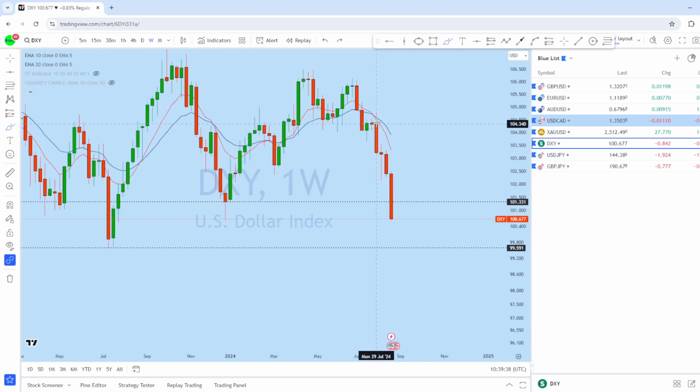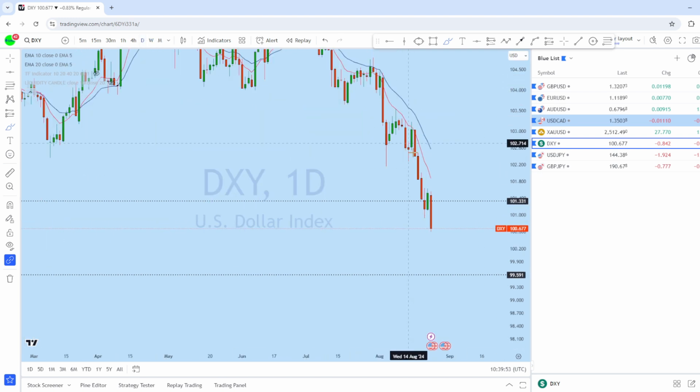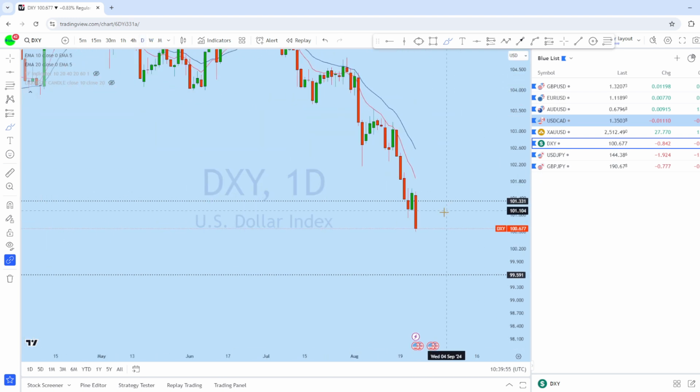This week, as we have seen, there is a significant drop. We can expect an initial pullback to retest this previous support, which is turning resistance, and we can expect a trend continuation on DXY. If we drop down to the daily chart, we can see that this is the last day of the trading week.